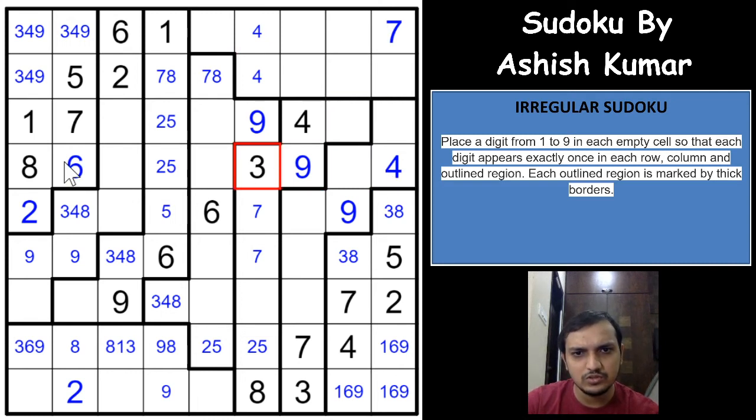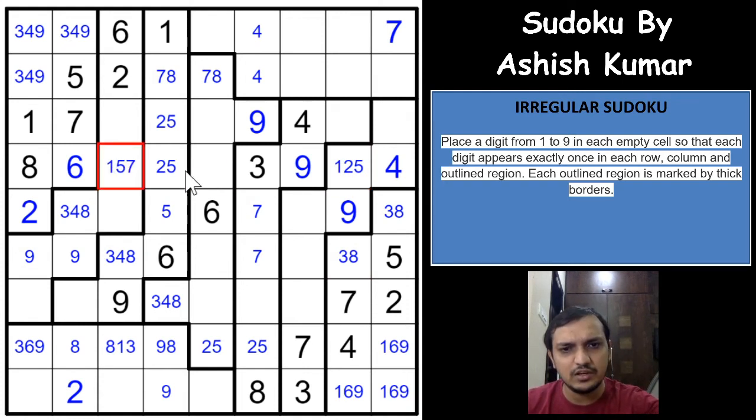So there are 4 cells already written here. Of the other cells, the remaining ones will have to be 1, 2, 5 and 7. 7 cannot be here, so it has to be 1, 2 and 5. This would have to be 1, 5, 7, and this will have to be 1, 2, 5, 7, and this has to be 2, 5, 7.